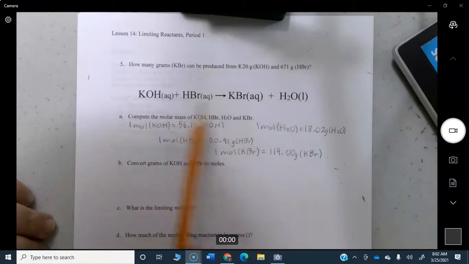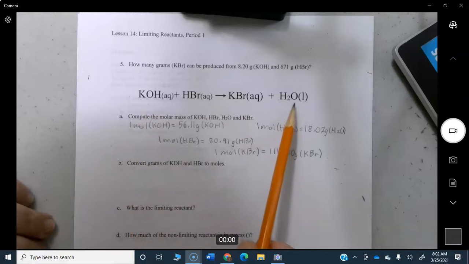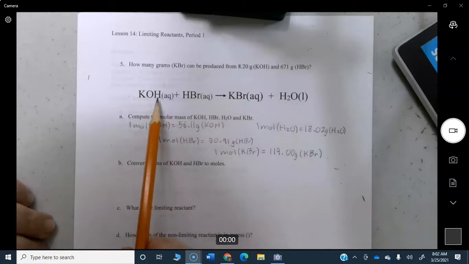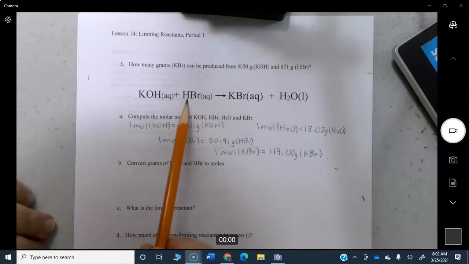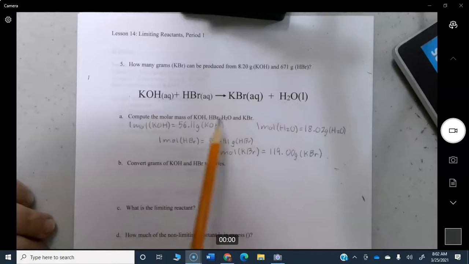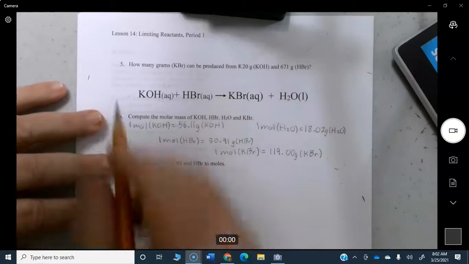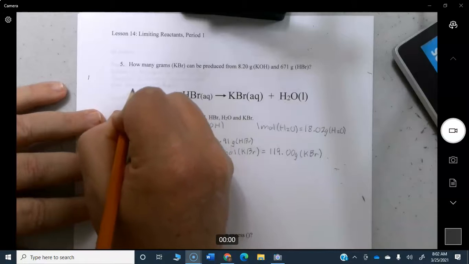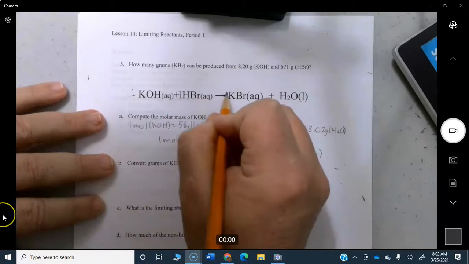You have 1 K, 1 K, 1 O, 1 O. H, you have an H there and an H there. That's 2. And then you have H2 there. And then bromine, Br, 1 there, 1 there. So this is balanced. So the coefficients you can write in are all 1.